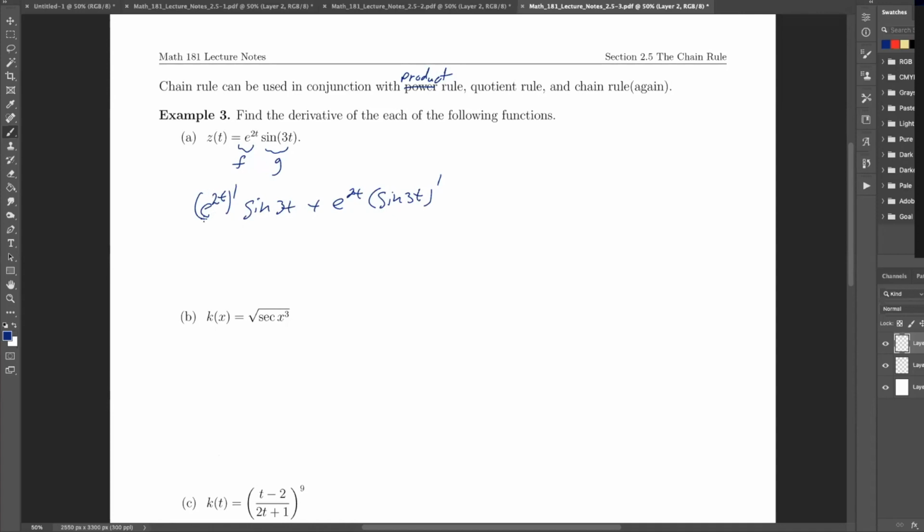Because if I take the derivative of this, I'm going to get e to the 2t times 2. So this would be 2e to the 2t sine of 3t. Plus here, if I take the derivative, I get cosine of 3t times 3. So this would be 3e to the 2t cosine of 3t. Does everyone see where I'm getting this 2 here and this 3 here because of chain rule?